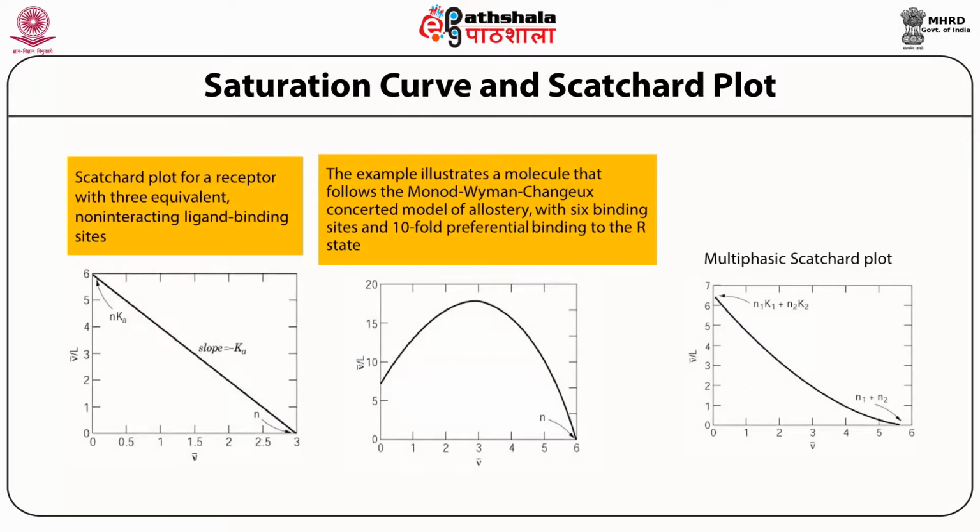Here we present the Scatchard plot for a receptor with 3 equivalent non-interacting ligand binding sites, and the slope is equal to Ka. The second example illustrates a molecule showing the Monod-Wyman-Changeux concerted model of allostery with 6 binding sites and 10-fold preferential binding to the R state. And the third one is the multiphasic Scatchard plot for n1K1 plus n2K2.